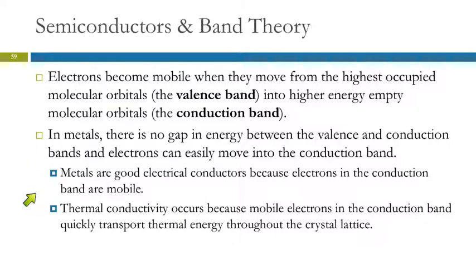So metals conduct electricity easily because the electrons can easily move into the conduction band and zip along. And that also explains their thermal conductivity, because those electrons have kinetic energy. And as they are able to move in that conduction band, they can transport their kinetic energy, which is related to the thermal energy, from one side of the crystal lattice to the other.